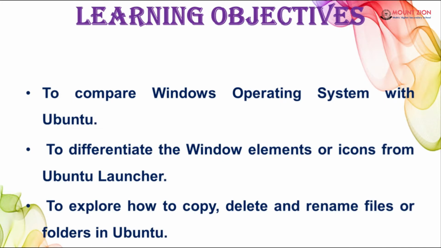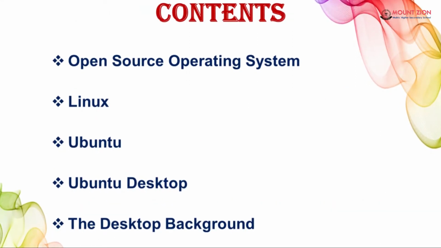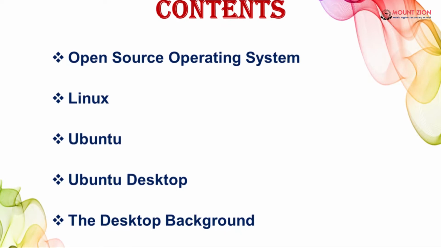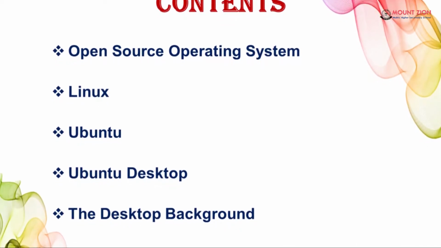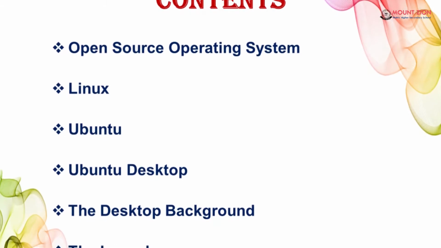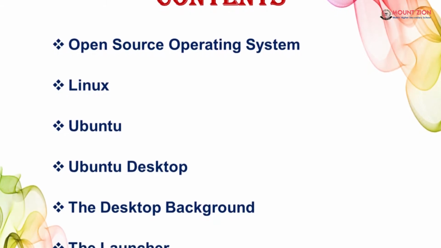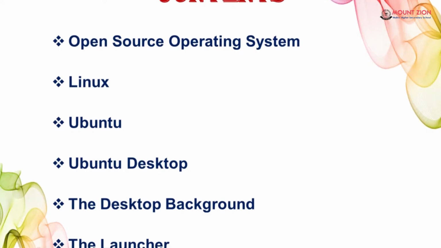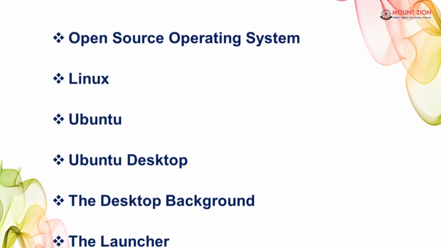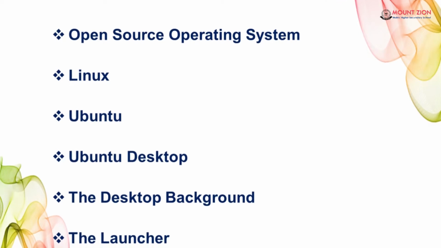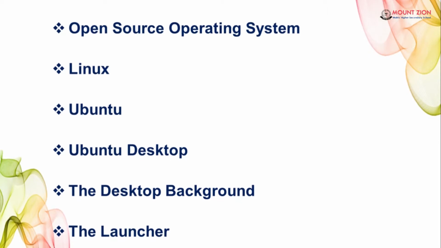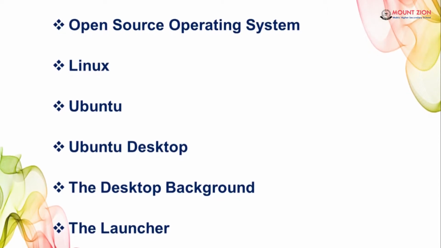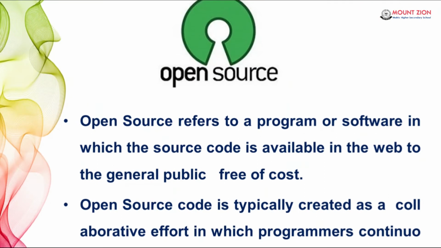Let's get into the portion. Contents. These are all the things that we are going to discuss today. The first one is open source operating system. Second one is Linux. Third one is Ubuntu. Fourth one is Ubuntu desktop. The next one is the desktop background. And the last one is the launcher. So the first one is open source operating system.